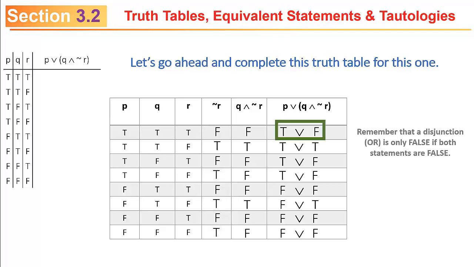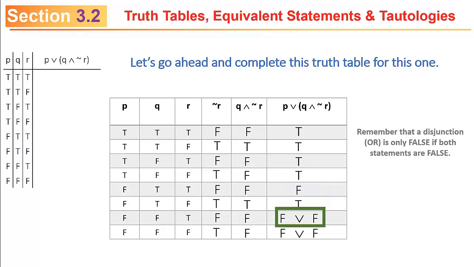So I scan through them. That's not both false, so it's true. True is not both false, so that's true. That's not both false, so it's true. That's not both false, so it's true. That is both false, so it's false. That's the only case when an OR is false, when they're both false. The next one is not both false, so it's true. The next one is both false, so it's false. And the last one is both false, so it's false. And there you go. You've done the truth table for that problem.